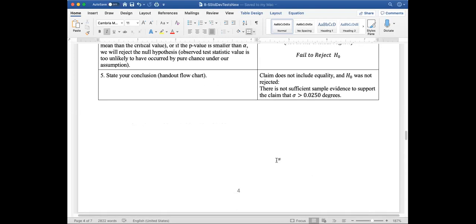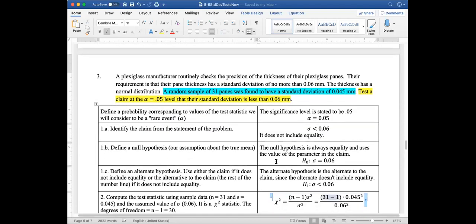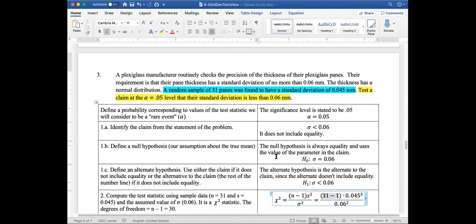And let's go to the third problem. A plexiglass manufacturer routinely checks the precision of the thickness of their plexiglass panes. Their requirement is that their pane thickness has a standard deviation of no more than 0.06 millimeters. The thickness has a normal distribution. A random sample of 31 panes was found to have a standard deviation of 0.045 millimeters. Test a claim at the 0.05 level that their standard deviation is less than 0.06.